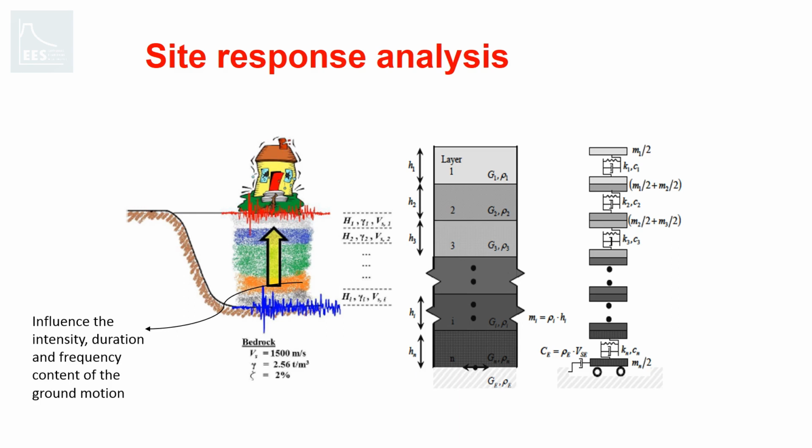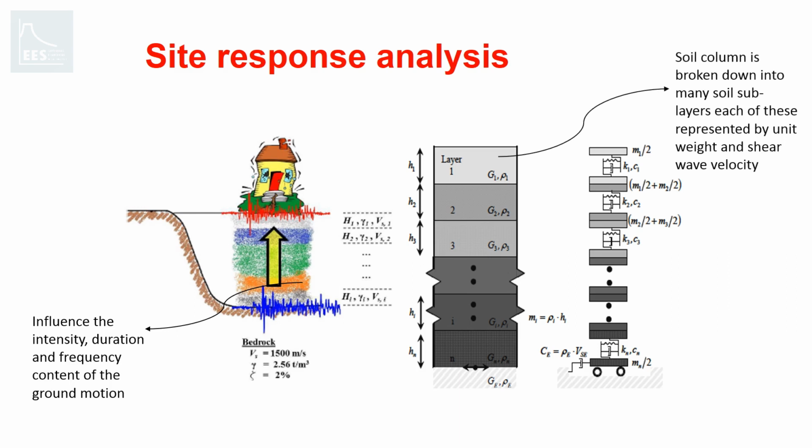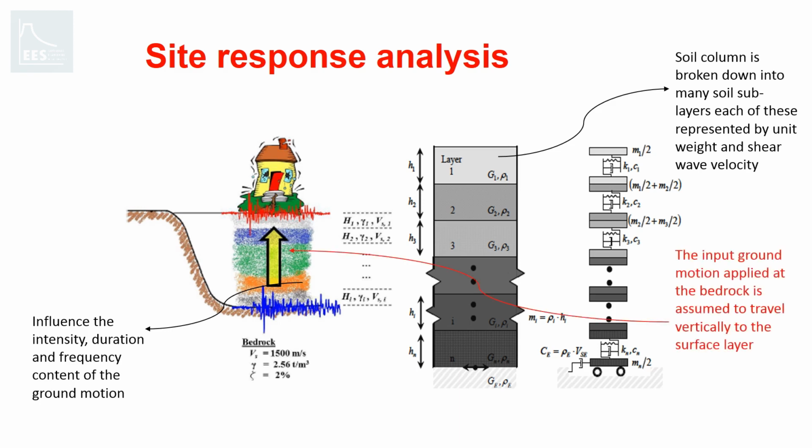Since most of our engineering structures are built at the surface level, the analysis becomes very crucial in the derivation of the design response spectrum. So in our case, one-dimensional site response analysis was performed. In the one-dimensional case, our soil column is broken down into many soil sublayers, and each of these layers is represented by unit weight and shear wave velocity. The input ground motion applied at the bedrock is assumed to travel vertically to the surface layer.